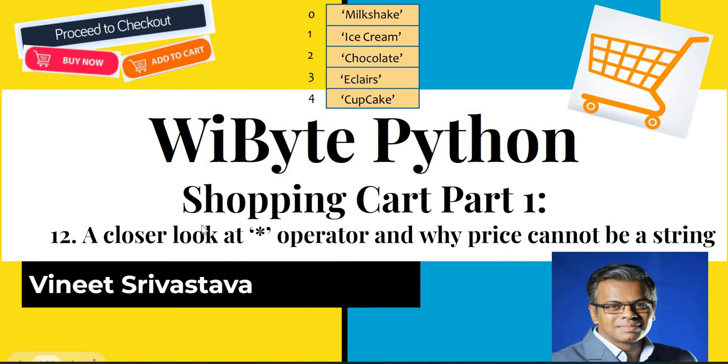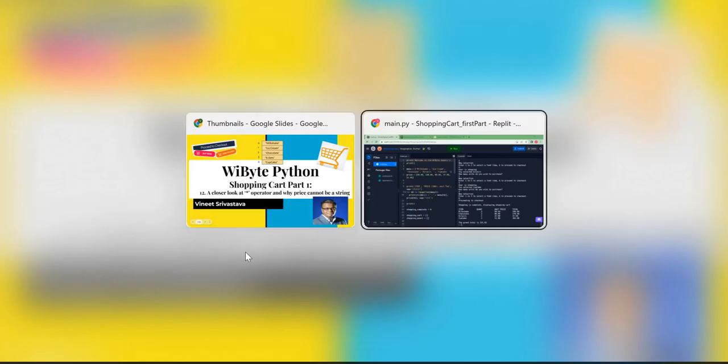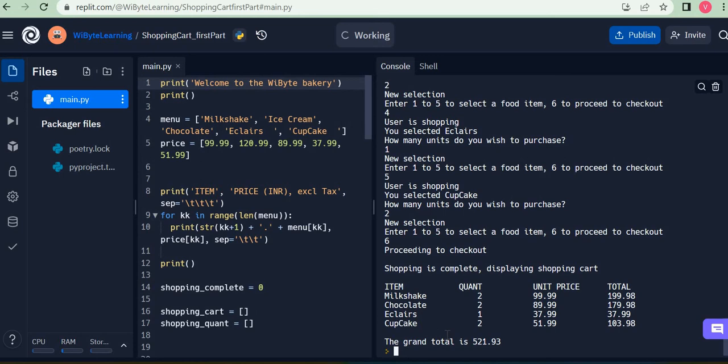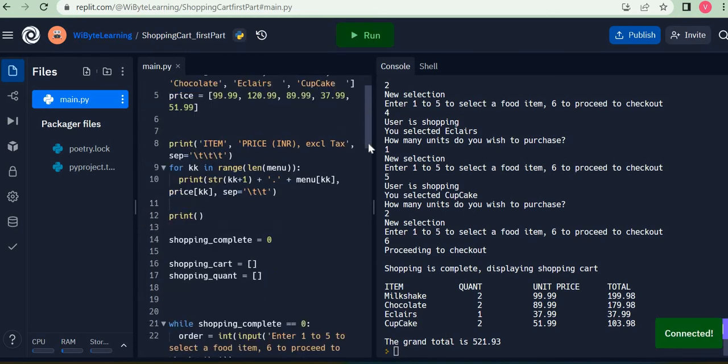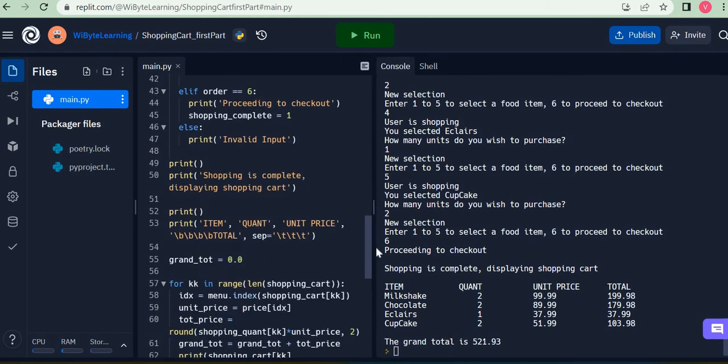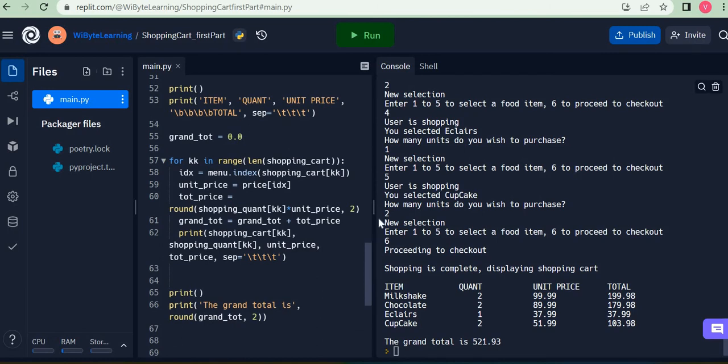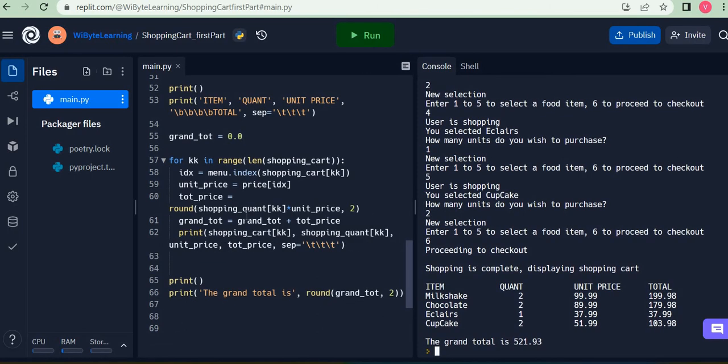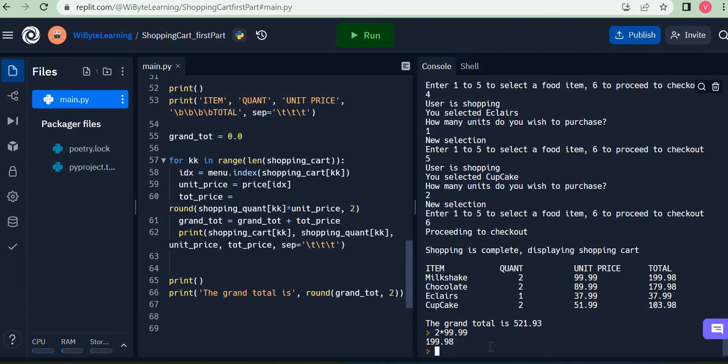But for that purpose, we're going to have to take a look at the star operator a little bit more closely. Now recall that we had used the star operator to compute the price of each of these items. So basically we did shopping quantity times unit price and we got this. So for example, if I did 2 times 99.99, I get 199.98, which in this case is the price of the milkshake.